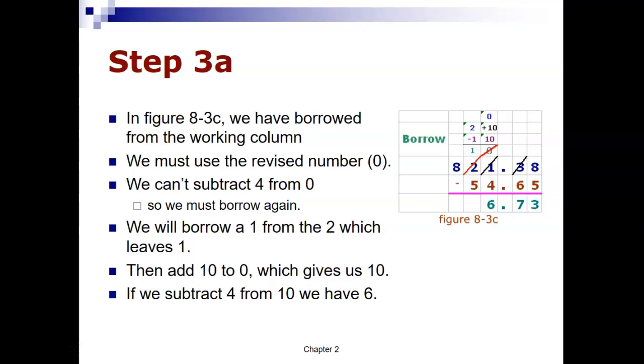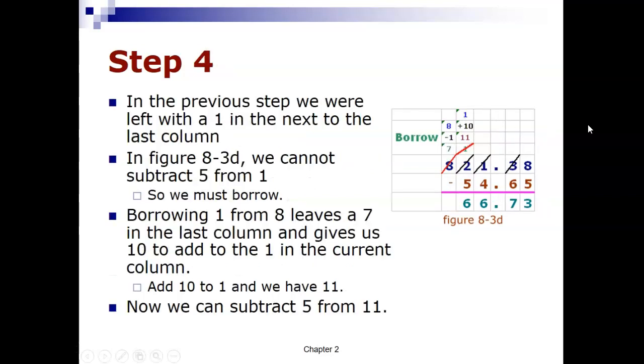All right, we cannot subtract 4 from 0. We borrow from the 2. The 2 becomes a 1. 1 travels over here. You get 10 minus 4, which would give you 6. Again, it's all just in the borrowing. It's tracking what you borrow and how you borrow.